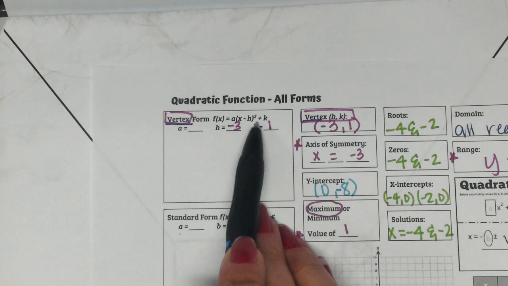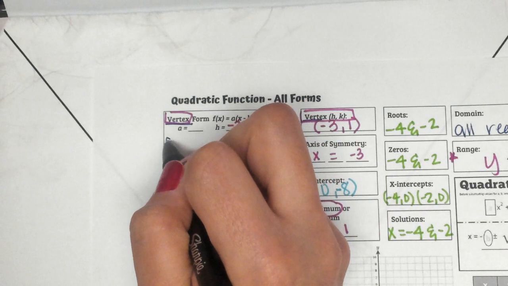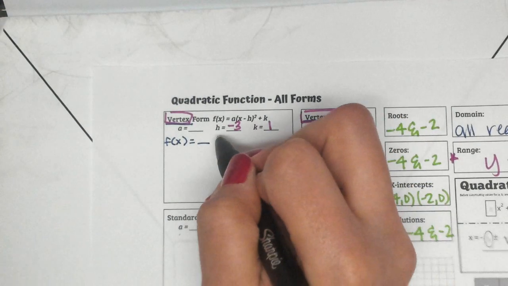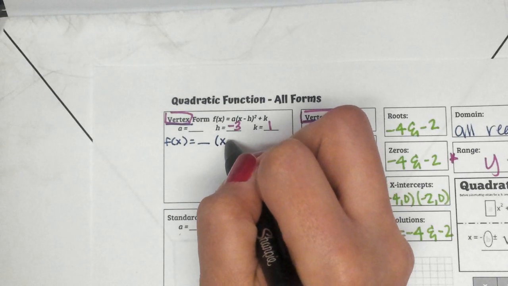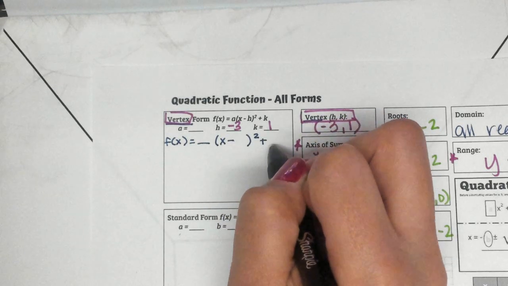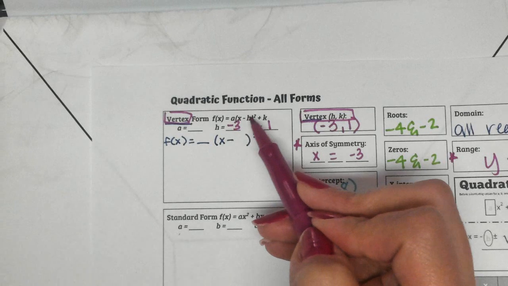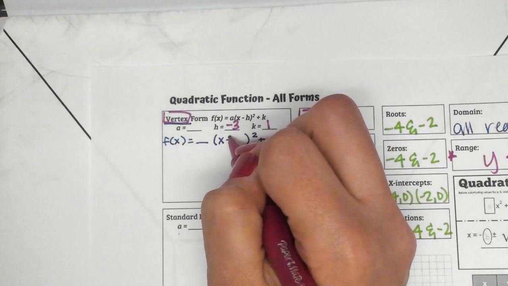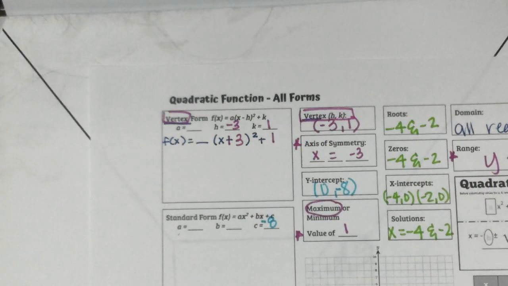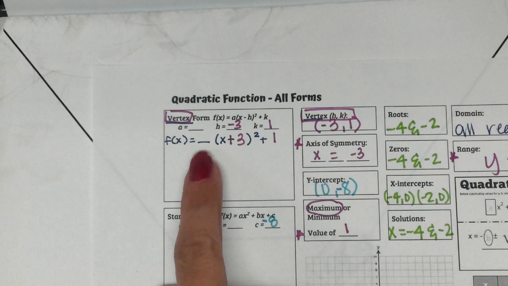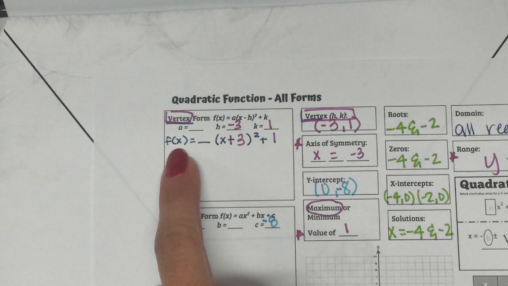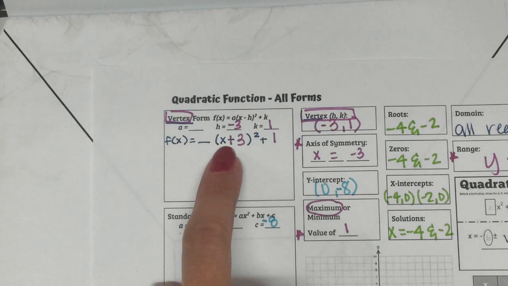I'm going to go ahead and plug in what I do know. So f of x equals, don't know my A, leave that blank for right now, times x minus h squared plus k. X minus h, your h is -3, which makes it a +3, and +1. To figure out what goes here, your A value, notice we have an f of x, which is the same thing as y, and x.